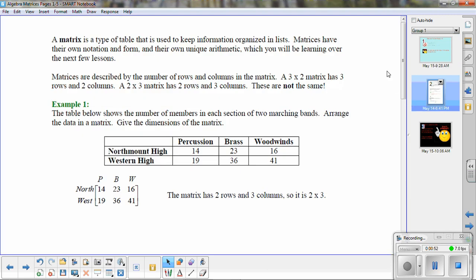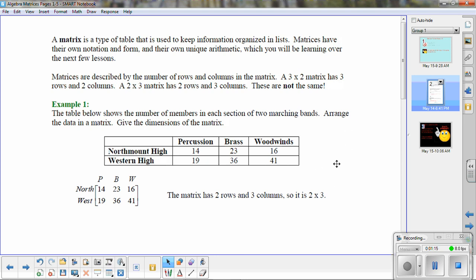As I said, a matrix is a type of table that's used to keep information organized in lists. Matrices have their own notation and form and their own unique arithmetic, which you'll be learning over the next few lessons. Matrices are described by the number of rows and columns in a matrix. A 3x2 matrix has 3 rows and 2 columns. A 2x3 matrix has 2 rows and 3 columns. These are not the same.